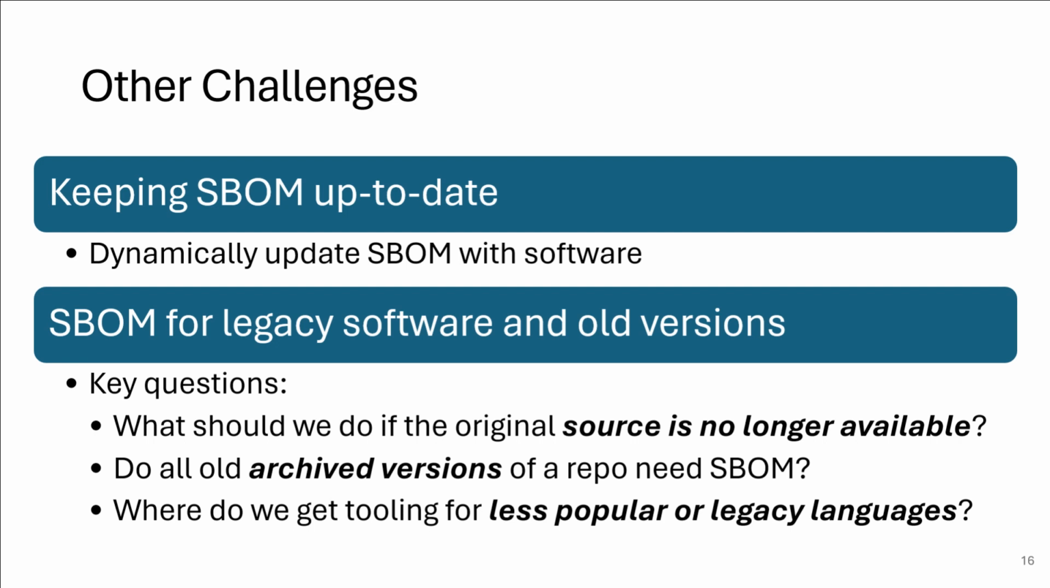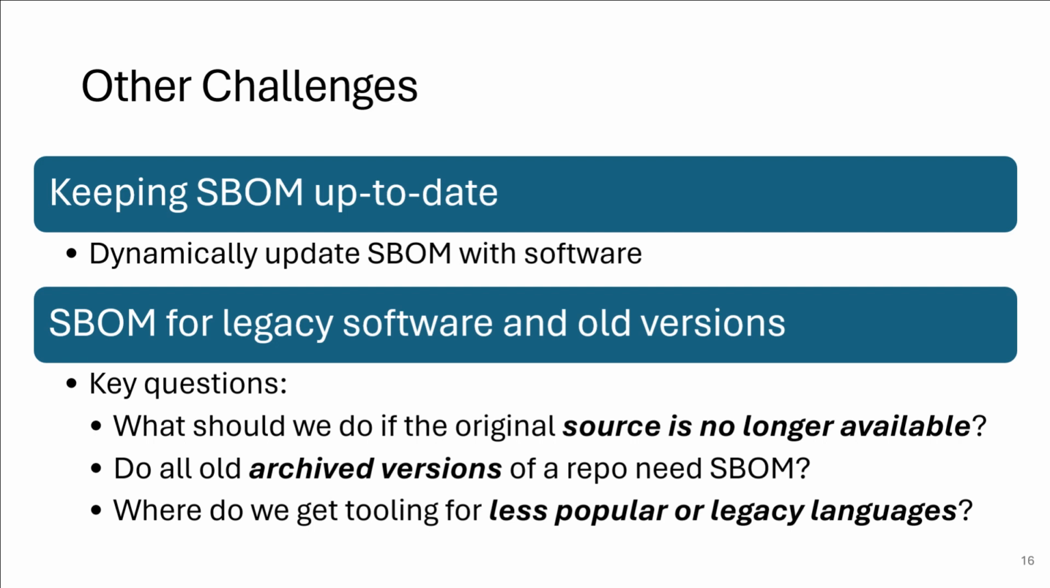I think we can summarize it in 3 key questions here. What do we need to do if the source is no longer available? So for some older piece of software, maybe we only have the binary. That's all that's left. How do we make an SBOM for that? And how do we know that it's correct?